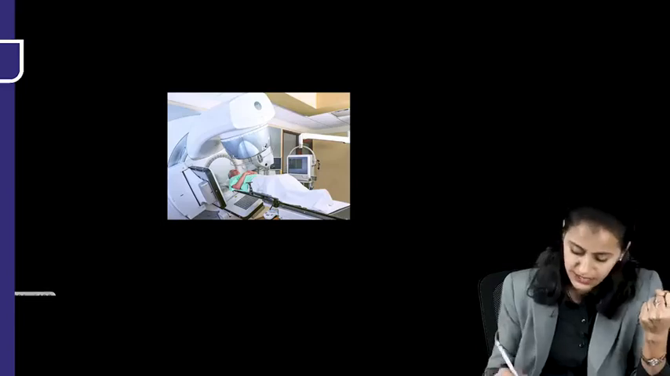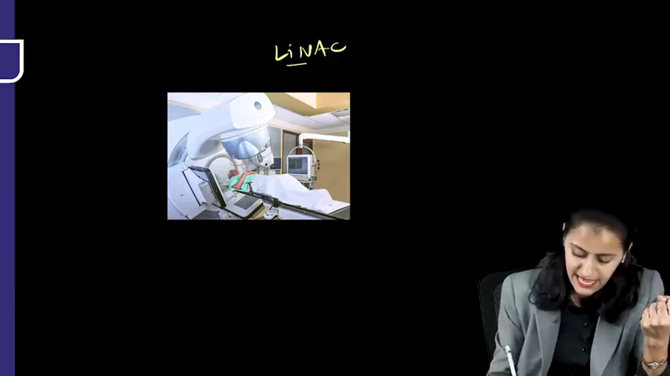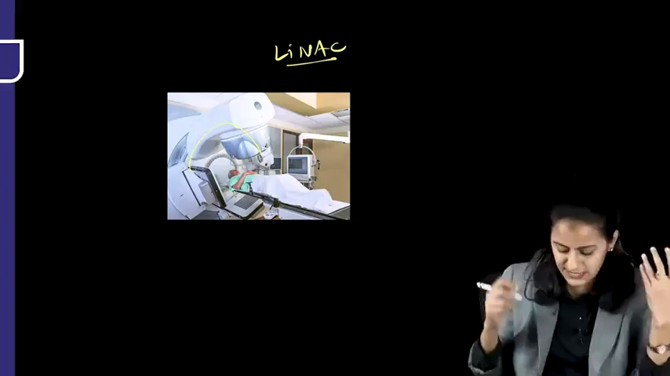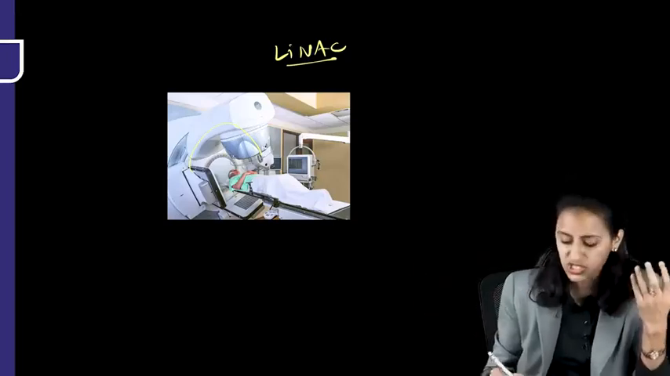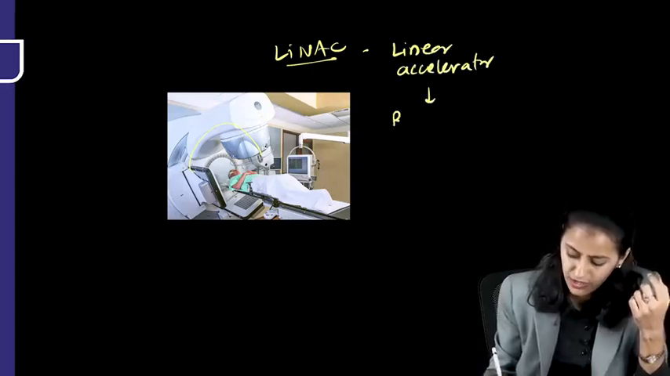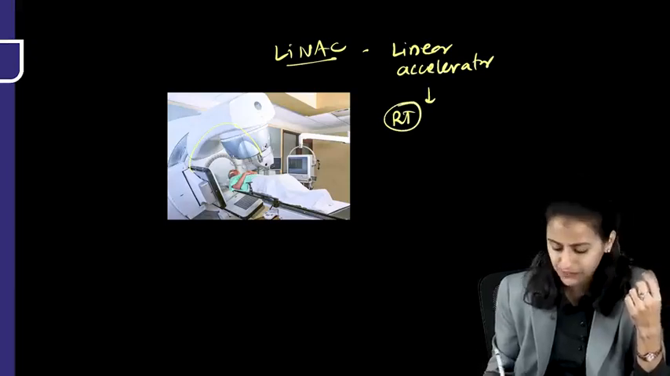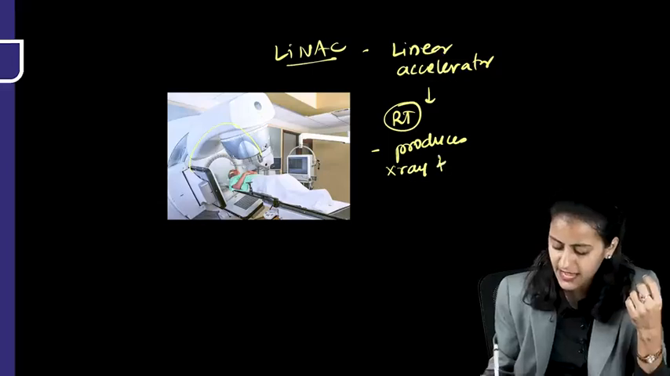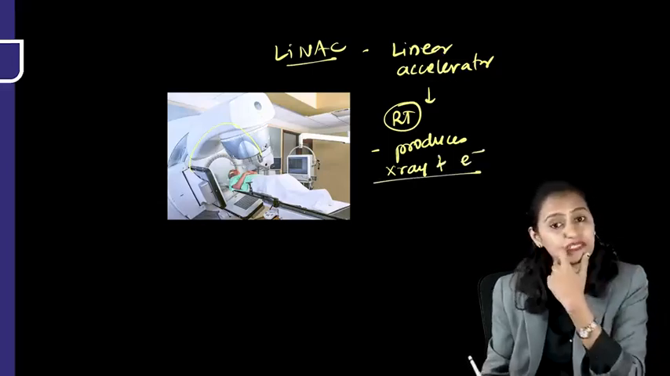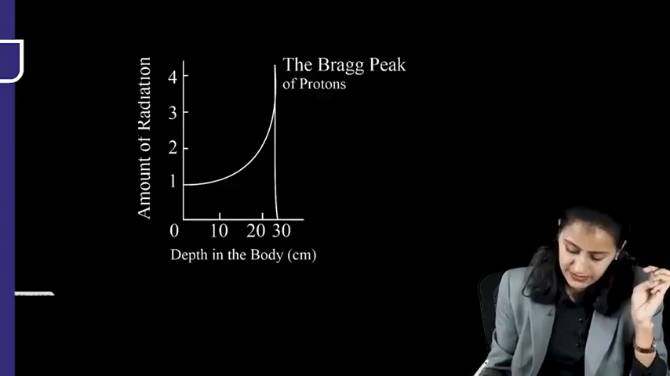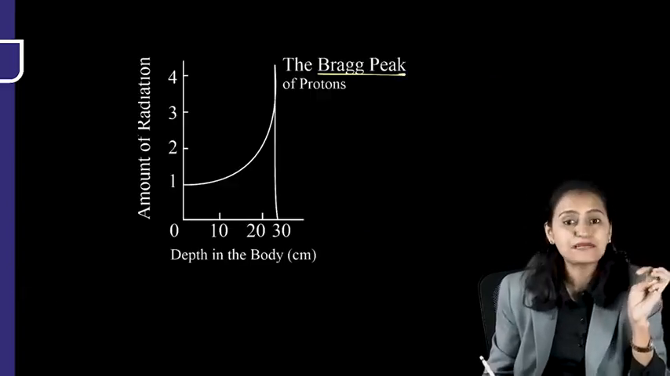What is this machine here? This is a LINAC. Okay, some overhead sort of thing which can rotate around the patient. There is no frame needed around the patient. This is LINAC, which is linear accelerator. What is it used for? It is used for radiotherapy. What does it produce? It produces X-rays and electrons. That is LINAC.